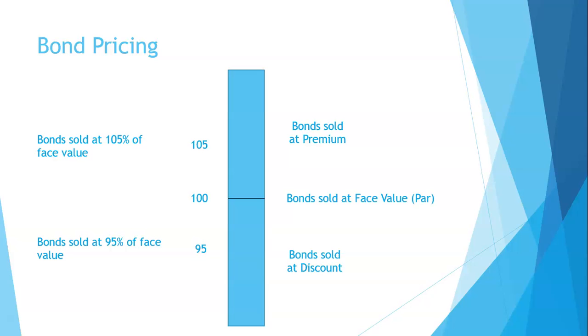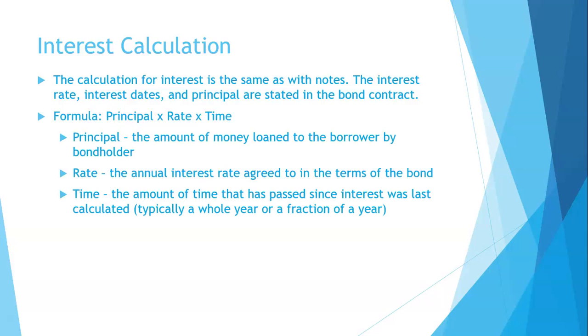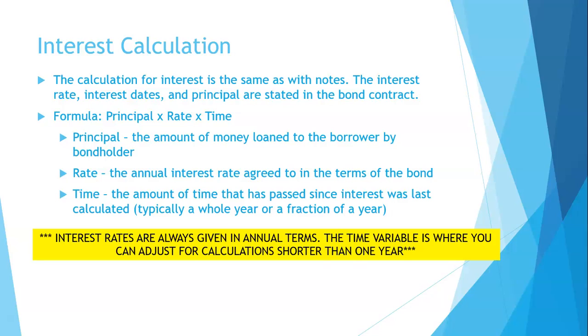That's all that means. Okay, the interest calculation is the same as notes. We need to know the interest rate, the dates, and the principal. Most bonds have interest that's due every year. Some of them certainly have them due every 6 months. The formula will remain the same: principal times rate times time. The rate is always annual, and we'll adjust for any changes or fractions of the year by using the time variable. Okay, so again, the rate is always annual. We adjust for fractions of the year by using the time variable.